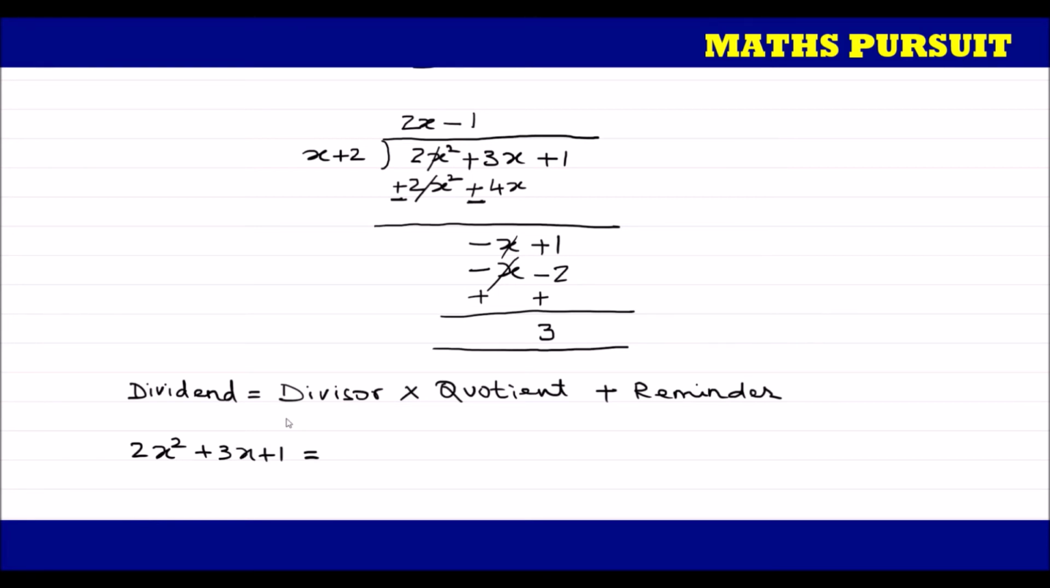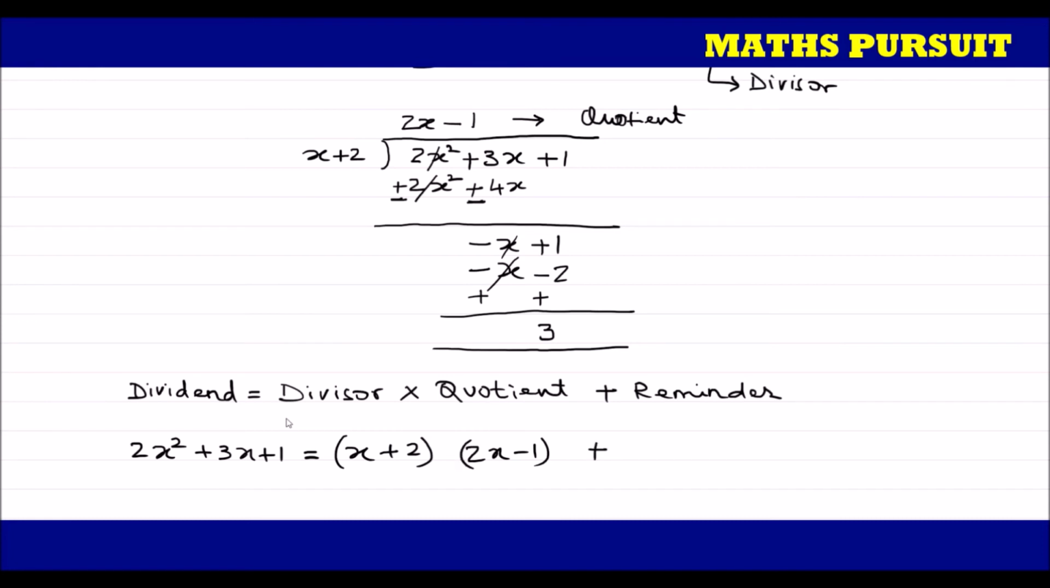So which one is the divisor? This one is the divisor. So I am noting it down here as divisor. Divisor is x plus 2 into quotient. What is the quotient? Guys, this is the quotient that we got here with the help of our division. So this one is the quotient, that means into 2x minus 1, plus remainder.